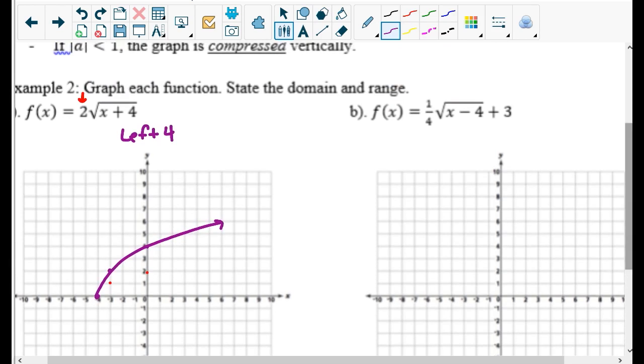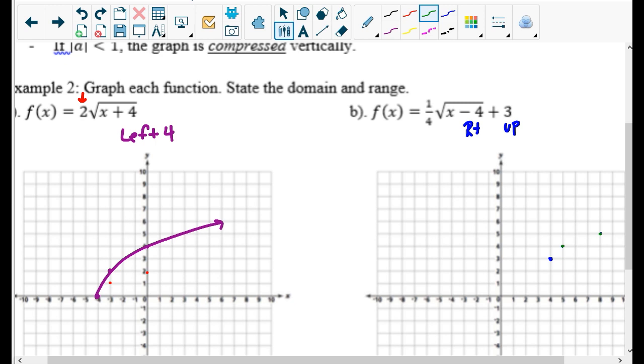So letter B is going to make us think a little bit here, okay? So first movements, right 4 up 3. So right 4 up 3, 1, 2, 3. So there's my first point. Now, again, my next point is over 1 up 1, and then over 3 up 1, okay? So these green dots are my next 2 moves from the original graph, okay?